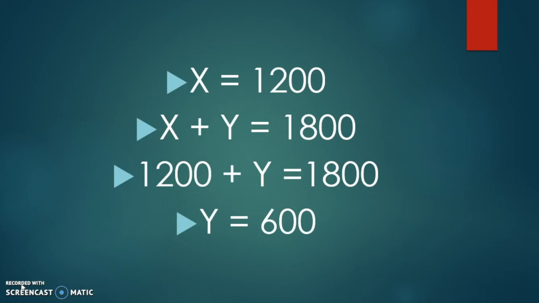We then put that into our initial equation of x plus y equals 1,800. So we get 1,200 plus y equals 1,800. So our final answer would be y equals 600.